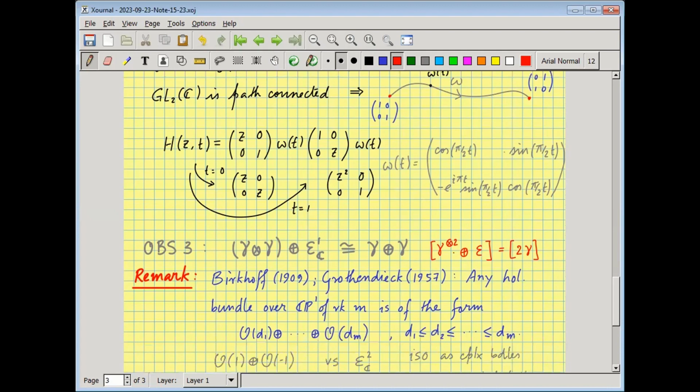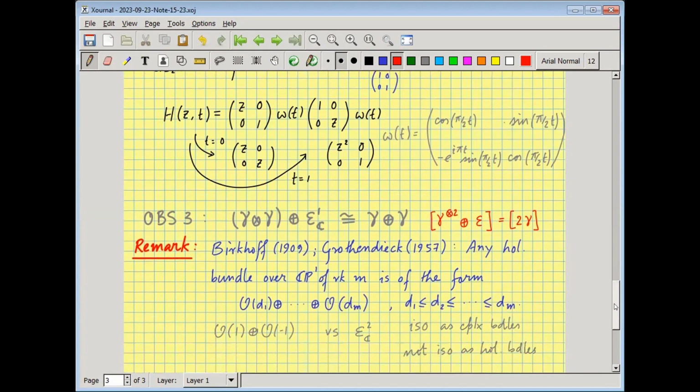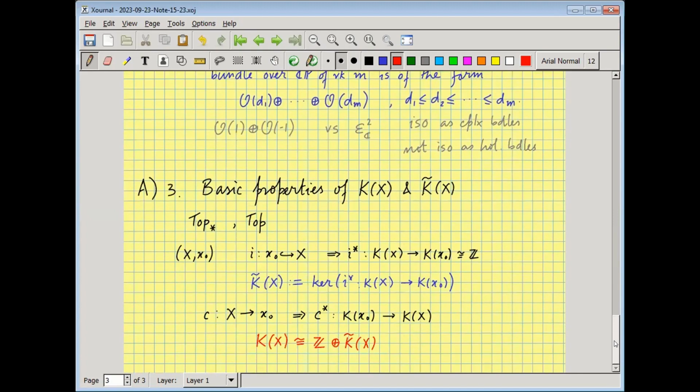I'm saying something similar would be true if you apply induction, and if you keep tensoring this with gamma and use this rule, you can simplify this, and you can get something in here. Okay? So let me move on to the next page.